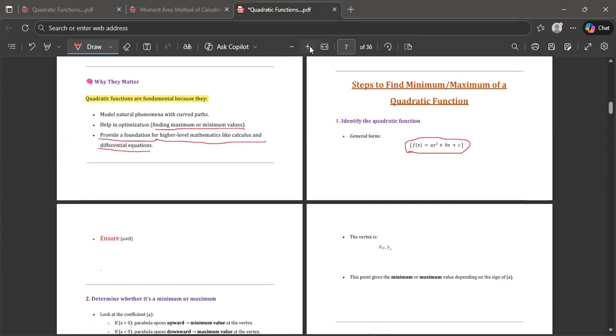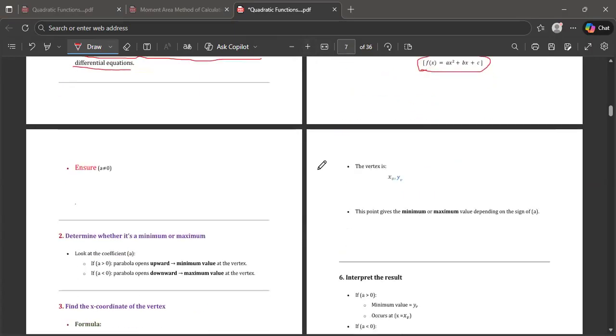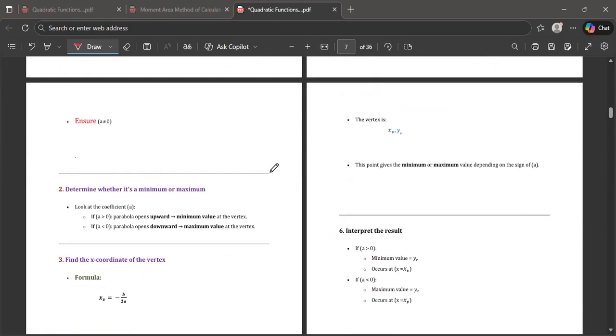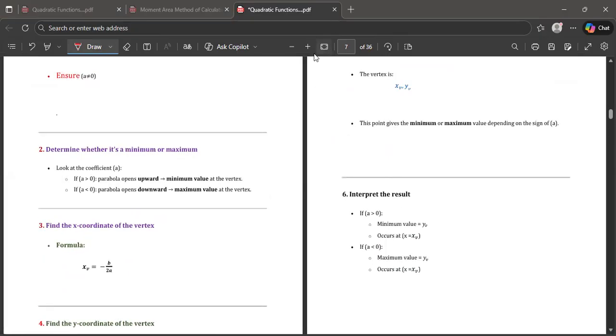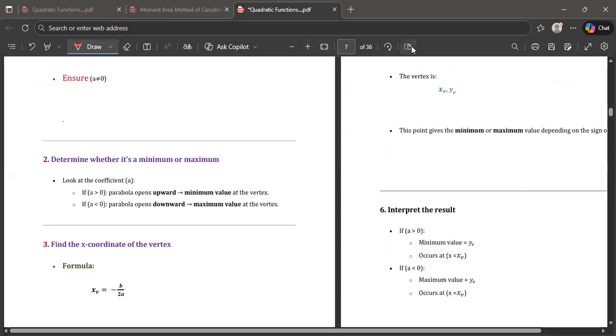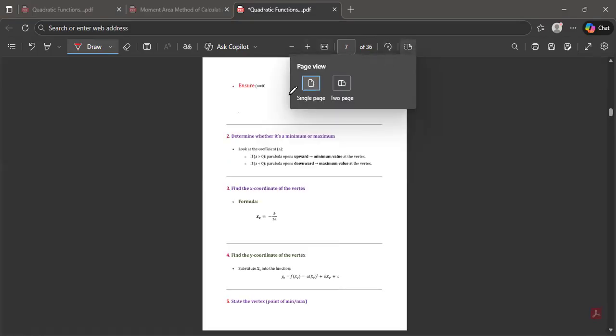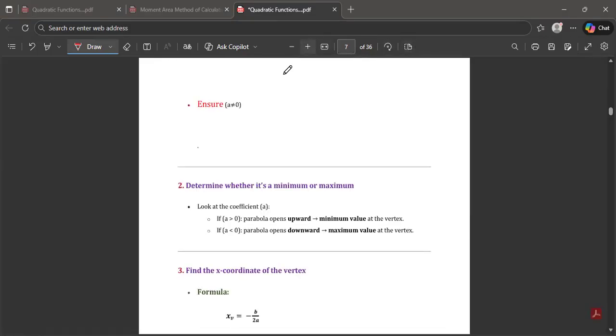When the coefficient is negative, it's maximum. Okay, so that is the only thing I wanted to hear, is when the coefficient is negative, it has a meaning. If the coefficient is positive, it also has a meaning. So you had it correct.